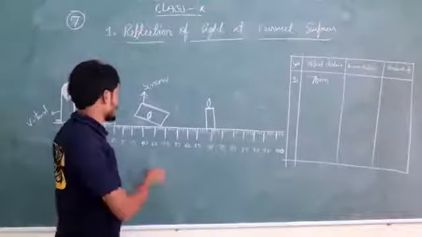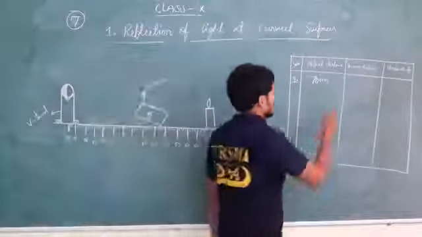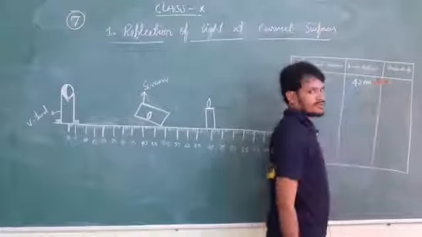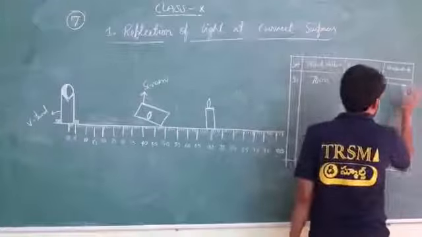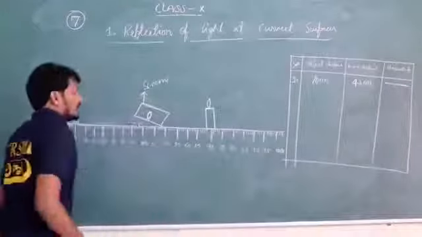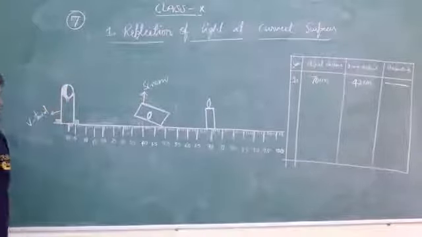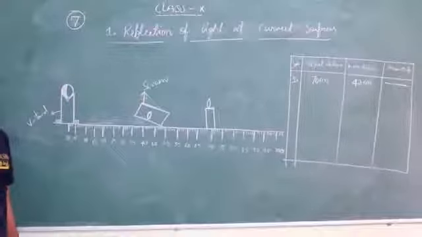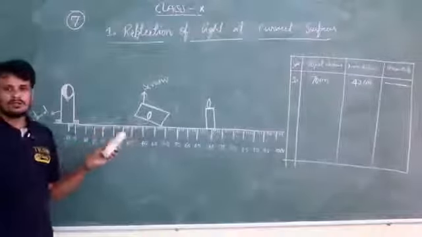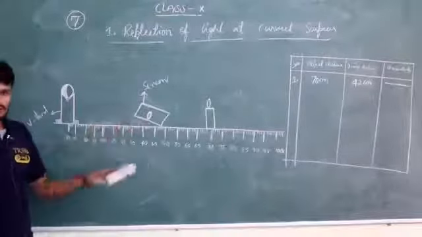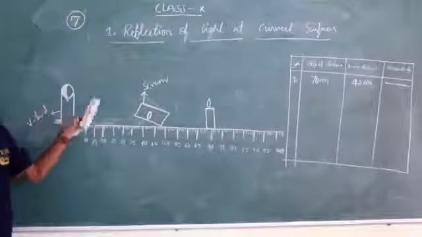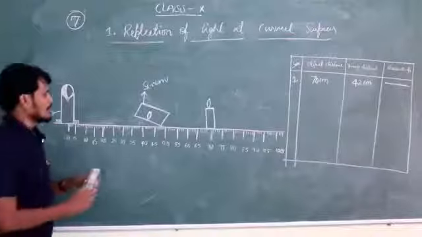Now at what distance does the image come? Like 42 centimeters. The image is formed at a distance of 42 centimeters, and mention how it appears: real, inverted, diminished, enlarged, or same-sized. You have to mention what type of characters you got on the screen. Got it? So the first attempt is completed.